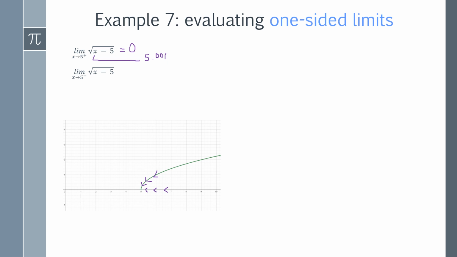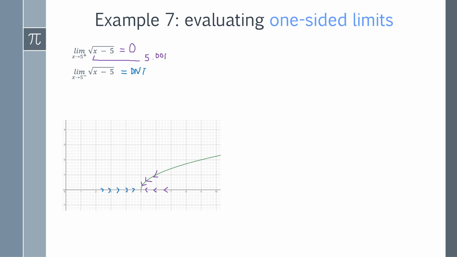Okay, now what happens to the left limit? As we are approaching x equal to 5 on the left side, notice that there's no graph in this portion of the plane. So what does that mean? Well, the function is not defined for values that are less than 5, okay? So we would say the limit here does not exist.